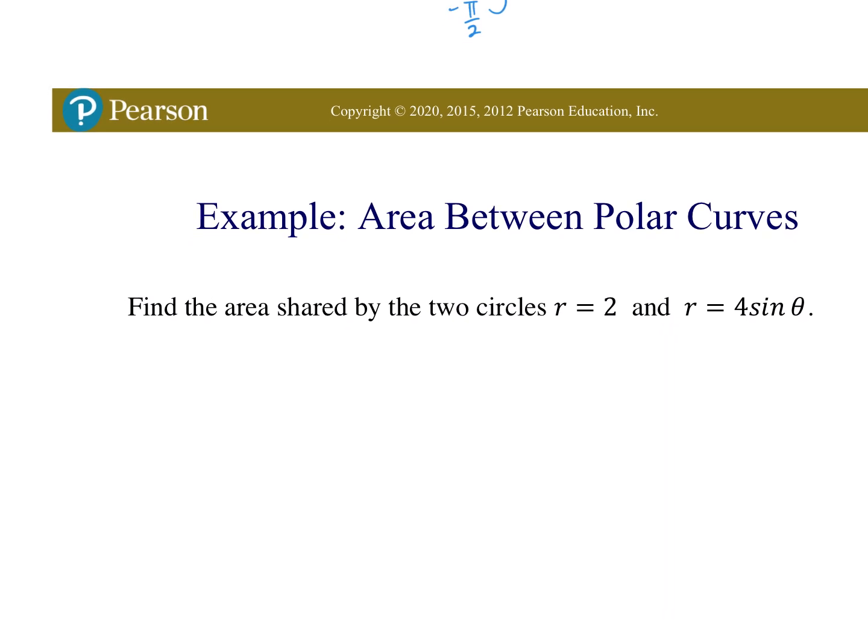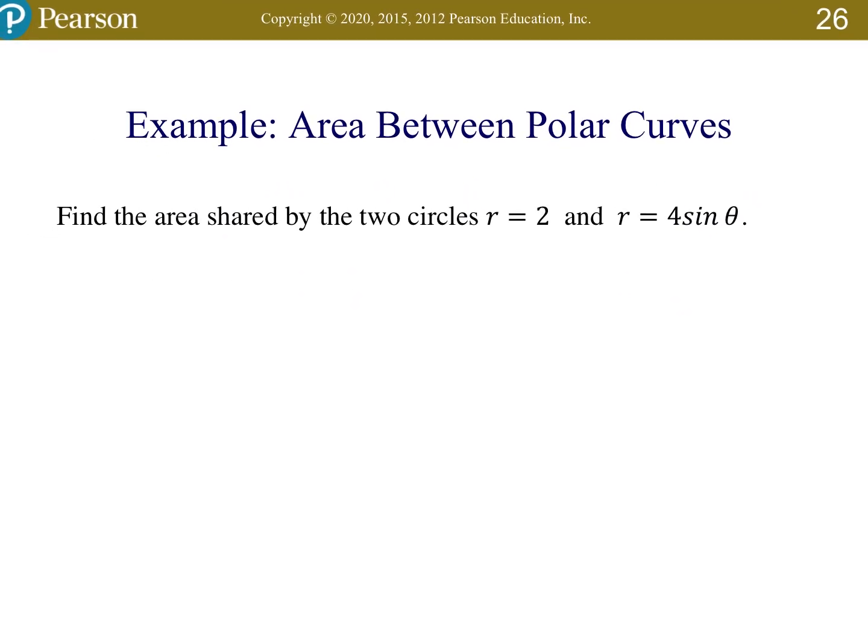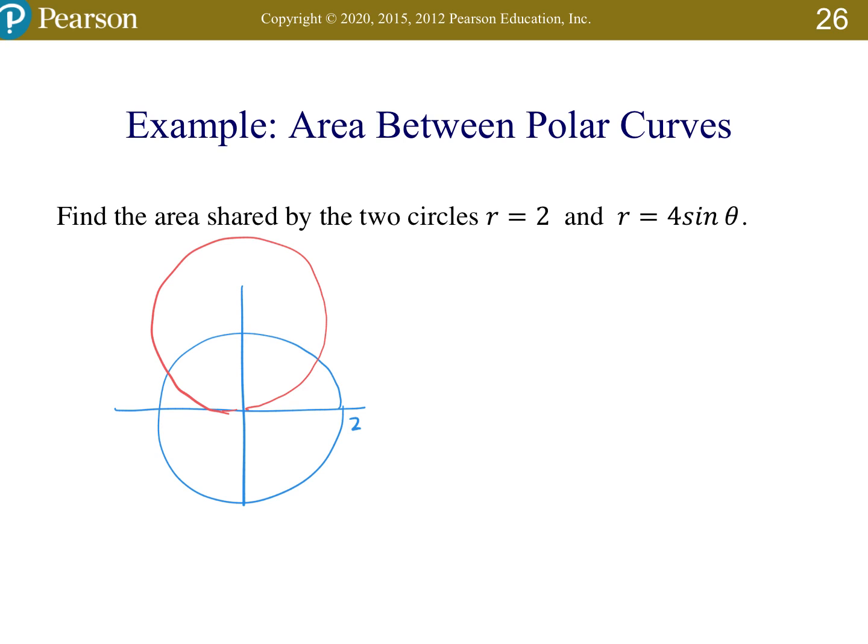All right, we're just going to set up this last one. Find the area shared by these two circles. One of them is radius 2 and one of them is radius 4 sine theta. So you can take a look at those two things. Of course we know what radius 2 looks like. So I've got one of mine that's coming around like this with radius 2. And then my other one, the 4 sine theta, looks like this. Okay, and so we want the area shared by these. So we want the area bounded in between here.